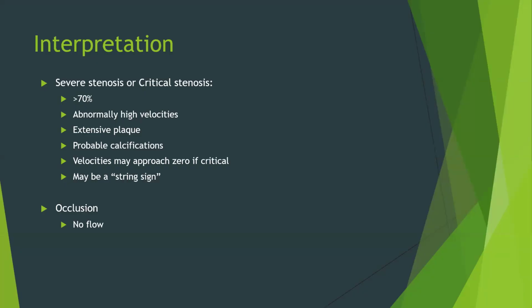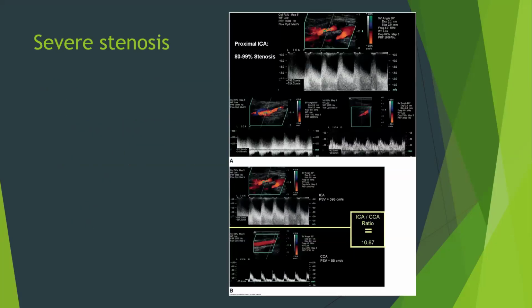Velocities may approach zero if it's critical, like we had been talking about, and maybe string sign. Again, power Doppler is your friend. Turning the gain down, color gain down, turning your scale down on your color is going to help as well. Occlusion, obviously, no flow. So you've confirmed that we have no flow within the carotid artery, and we'll have a few pictures here to show it.